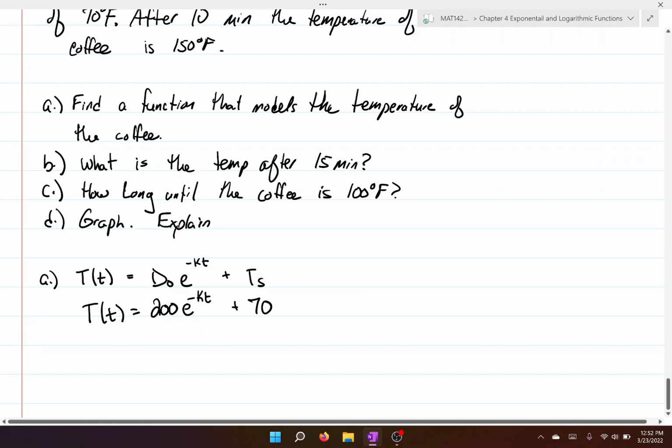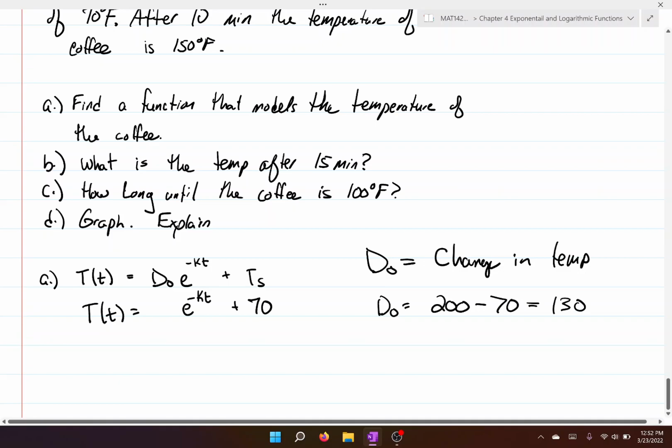What we're going to have to do here is figure out D sub 0. D sub 0 is going to be the change in temperature. Initially, we know it was 200 degrees Fahrenheit, but that's going to change as time progresses. So D sub 0 is really 130. In other words, you have the temperature initially and the temperature of the surroundings, and those two together are going to influence the rate of cooling.